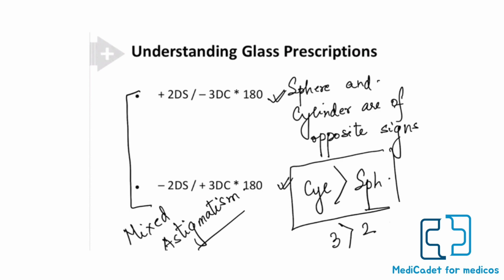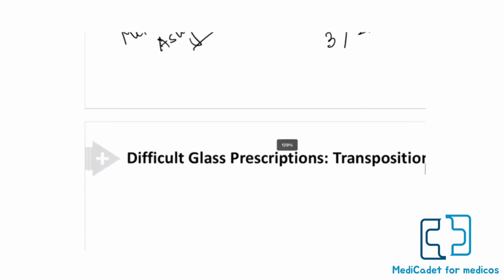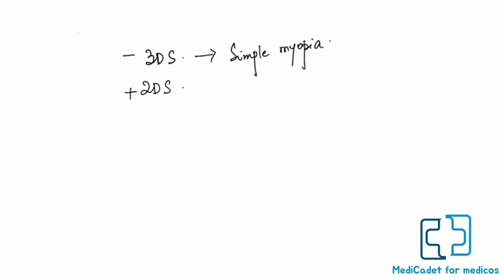We have learned all the types of simple prescriptions possible. Before I go on to tell you the difficult prescriptions, I want to quickly revise the simple prescriptions. So look at this. What is this? Minus 3 diopter sphere. This is a minus sphere, correct? So minus sphere means this is a simple myopia. Now if I say plus 2 diopter sphere, this is a plus sphere, so this is a simple hypermetropia.